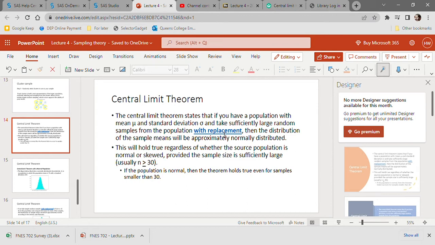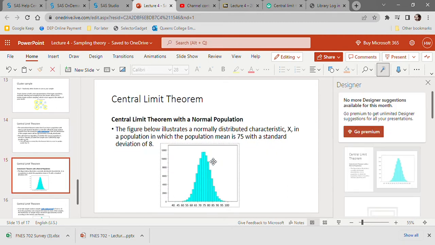That's what "with replacement" means, right? So again, this will hold true whether the source population is normal or skewed. Hypothetically, let's go back to our basketball team example. If we have student athletes that play basketball, and let's say 5 or maybe 6 of the 30 students are basketball players, well, what do we expect them to be?